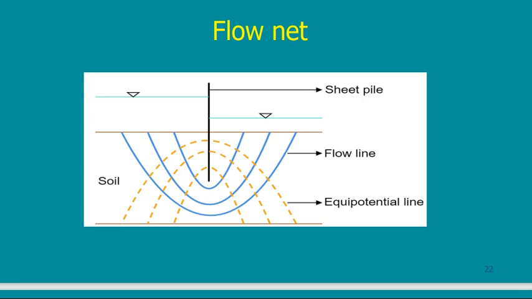Also, if you look at this square or this boundary, this area between two flow lines and two equipotential lines, put in your mind that you can draw a circle inside it. The circle will be tangent to the four lines.